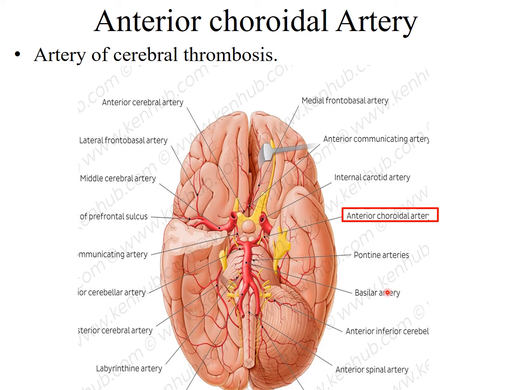So why is it a subarachnoid course? These entire arteries are present in which space? In the subarachnoid space. Beneath the arachnoid mater, there is a space known as the subarachnoid space. This arterial system is present in that subarachnoid space. So this anterior choroidal artery has got a long course, but it's very, very thin, so it is likely to get thrombosed often. So we call this artery the artery of cerebral thrombosis, the anterior choroidal artery.